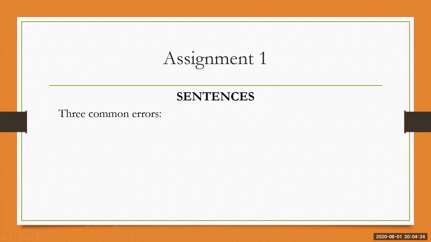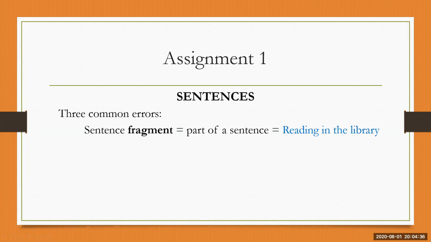which is a sentence fragment, a run-on, and subject-verb agreement. But before you try this assignment, please read the short lecture on sentences and watch each of the videos. It's critical. So a sentence fragment is just a piece of a sentence. It doesn't make any sense, and if you read it out loud, you'll hear that it doesn't. So, for instance, "reading in the library." Well, that should catch your ear, that there's something wrong there. It's only a piece of a sentence, not the whole sentence.